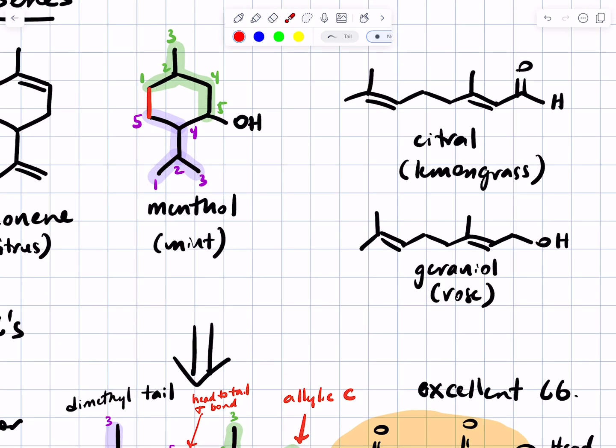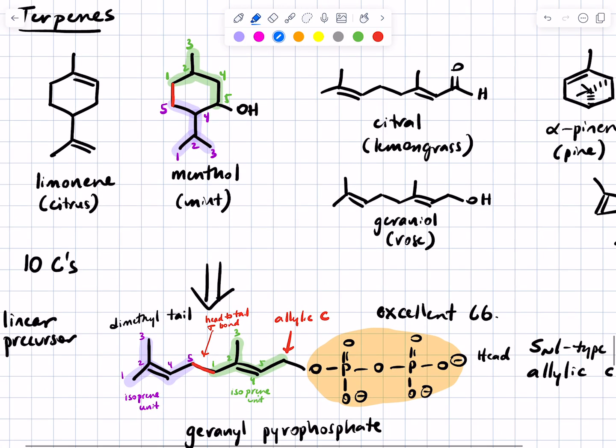But then we can find bonds that are new that we would have had to make. I'll label those in blue. The linear precursor doesn't have a bond between purple 4 and green 5. So that bond between purple 4 and green 5 is new. That's a bond we had to have made in the process. Also, the OH group wasn't there. Also, there's some double bonds missing. When identifying isoprene units in terpenes, look for the branching methyl groups, ignore the oxygens, and ignore the double bonds.